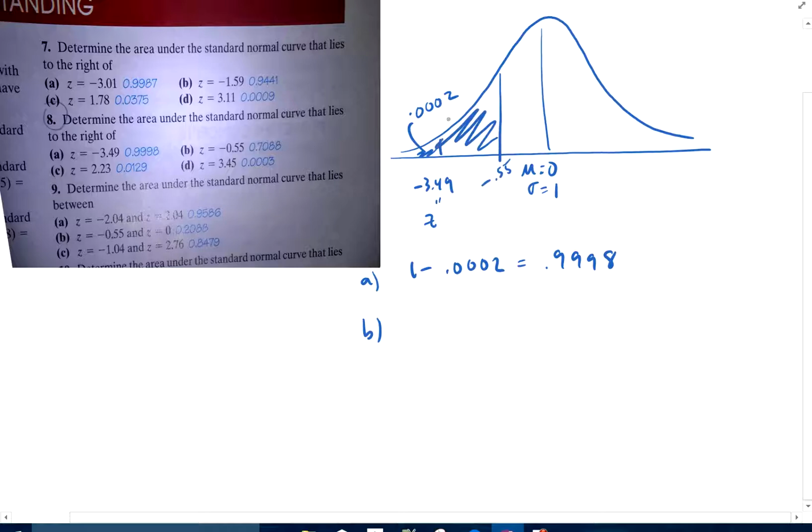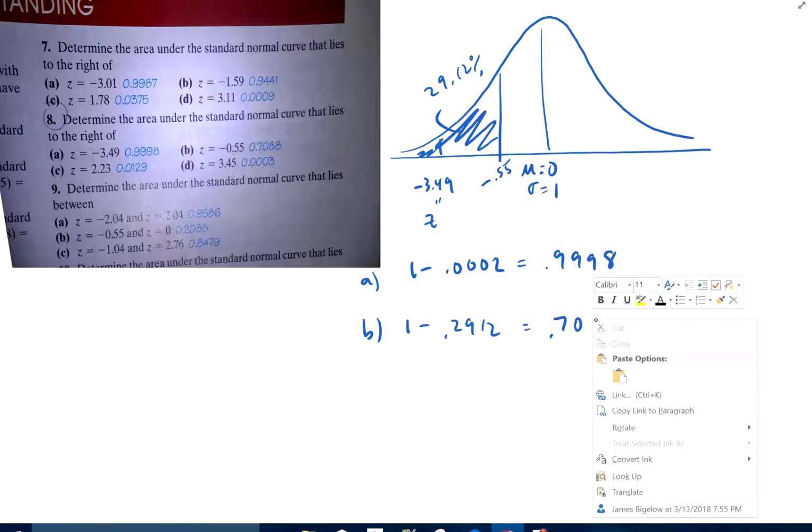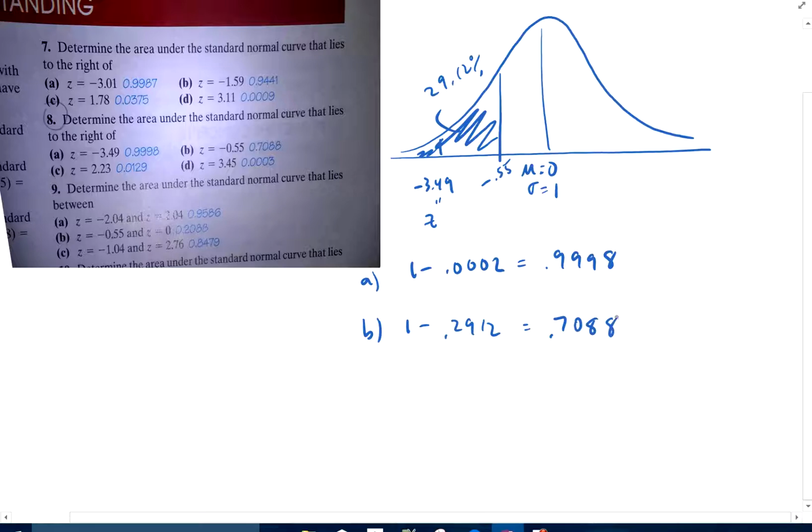Okay, so there's A. B, negative 0.55, because again my table only goes to the left, so I look at negative 0.55 and I get 29.12%, so that means the area to the right is 1 minus 0.2912, which is 0.7088, if I did that correctly in my head.